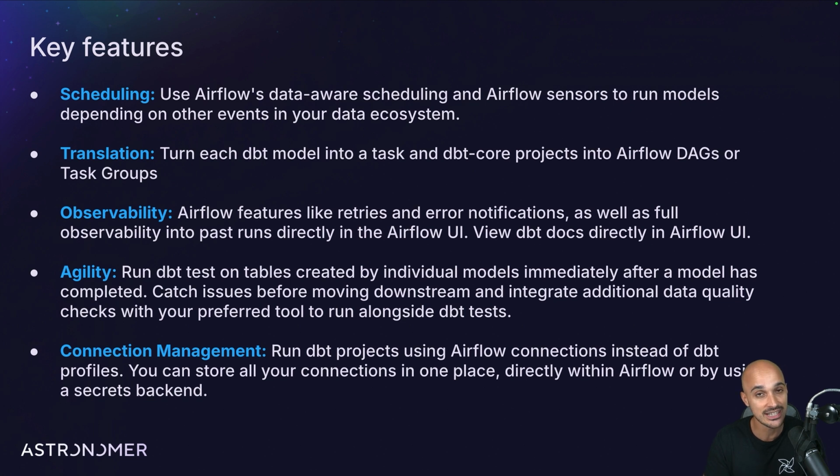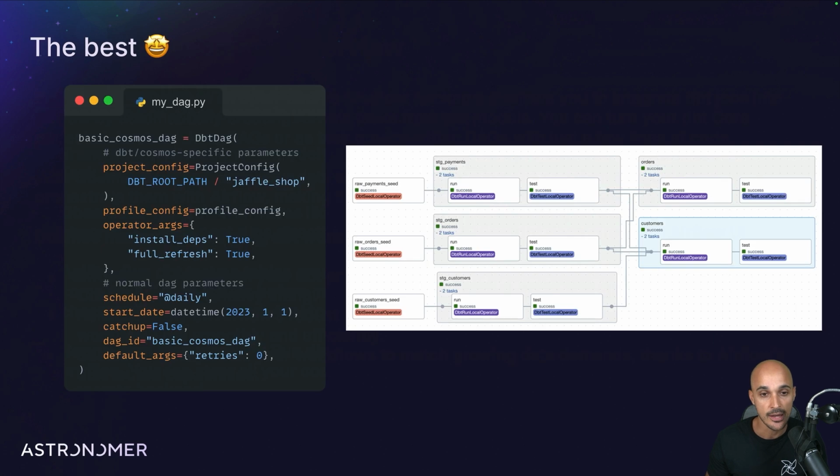You have some agility as well because now you can run dbt tests on tables created by individual models immediately after a model has completed. And that's what you saw right in the previous slide right here. Each time we materialize a model, we run some tests. You have the run and then the test for every table.